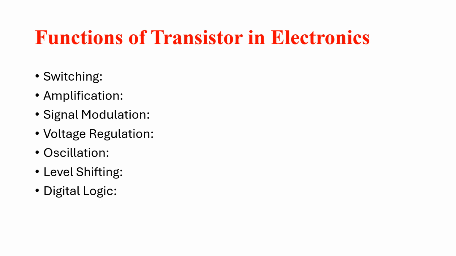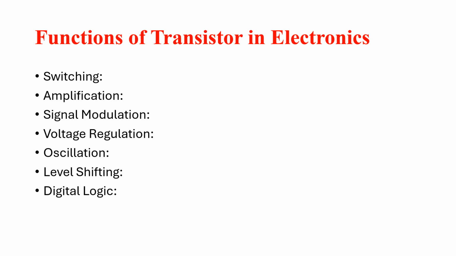They can switch on and off based on an input signal, making them essential for digital logic circuits and power management. Another application is amplification. A transistor can amplify electrical signals, increasing the power, voltage, or current of the signal. This is very crucial in many applications like audio amplifiers, radio frequency amplifiers, and signal processing circuits.